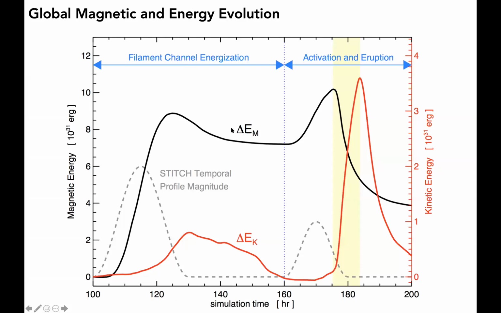So if we look at the energy evolution of this simulation, that movie was from 160 on, so that was the eruption. What we had done before that was build the filament channel with this energization, this horizontal flux introduction. This dashed line is the stitch profile magnitude. It's here to show when we've turned on this horizontal field injection and when we've ramped it down to 0.